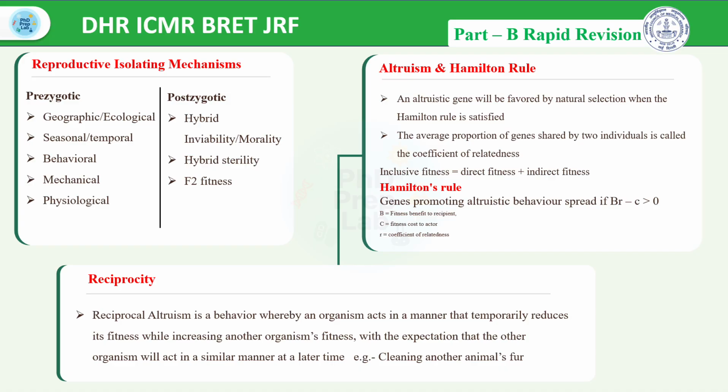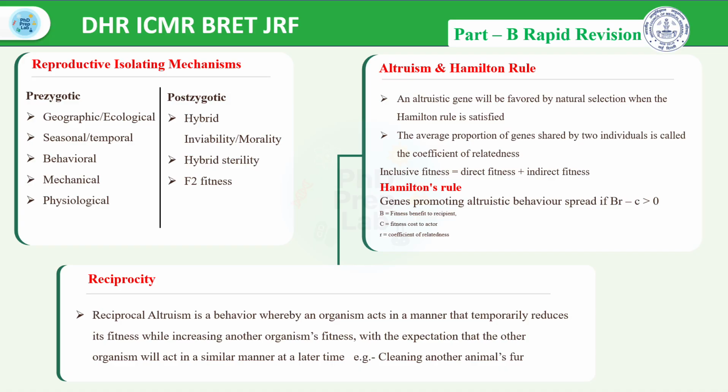Behavioral could be the mating patterns, or the mating seasons could be different in different species. Mechanical barrier means the reproductive organs are made in such a manner that they are not compatible with the other species. So this is where prezygotic isolating mechanism occurs. And in postzygotic, it means the reproduction has occurred. The zygote has also formed, but it will not survive.